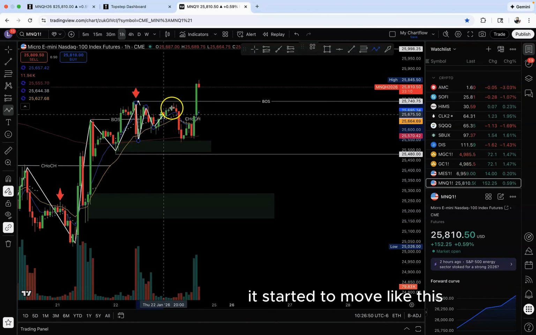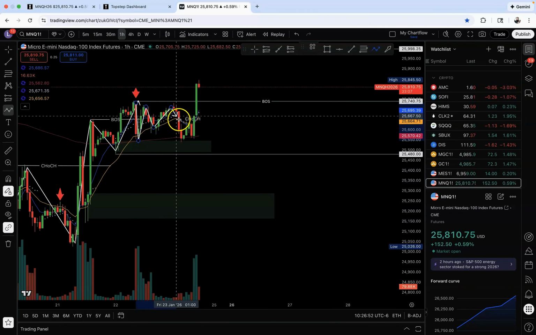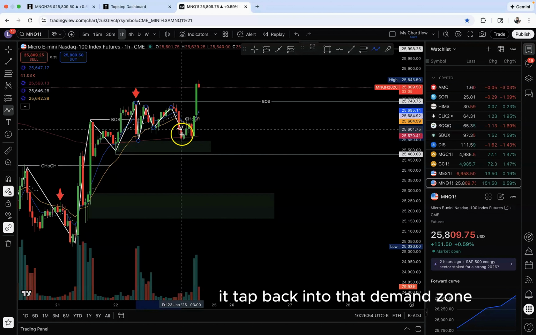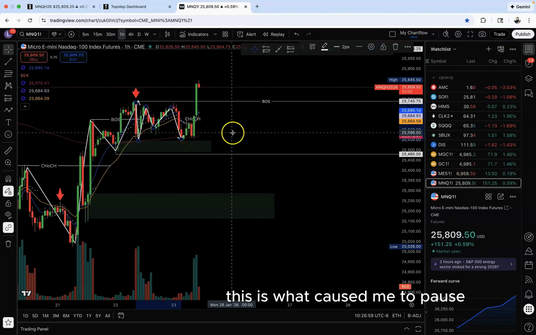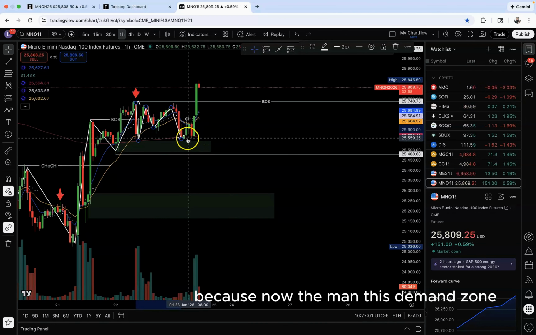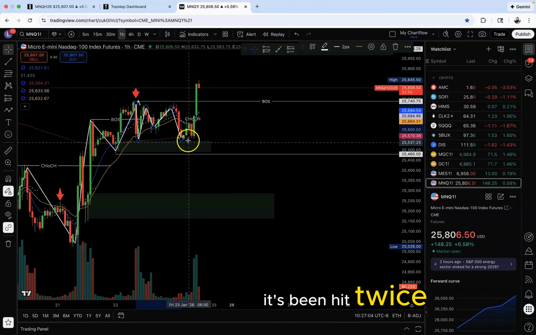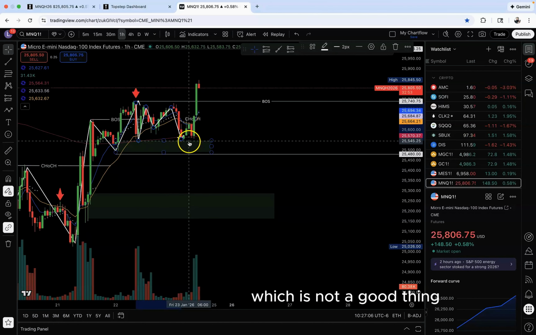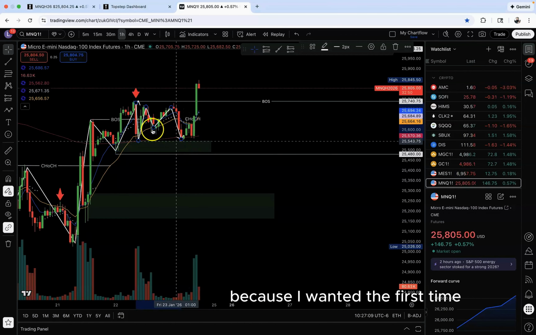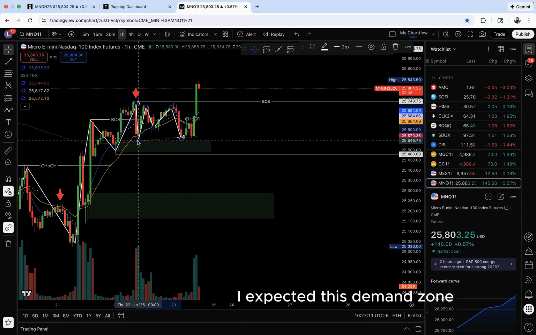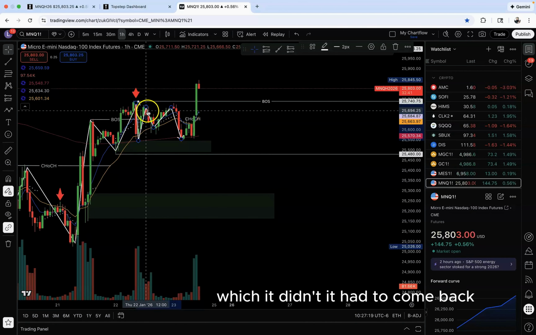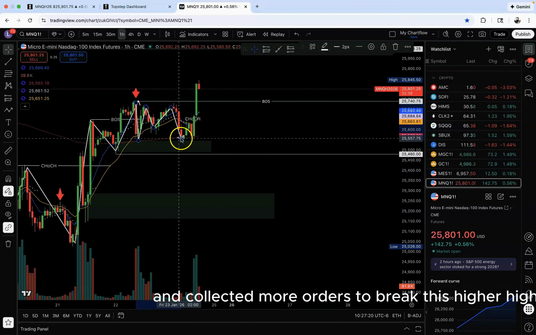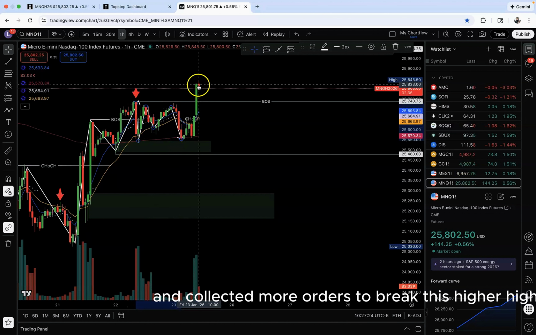Right? It started to move like this. This is called internal structure. As you can see right here, it tapped back into that demand zone. This is what caused me to pause, because now this demand zone has been hit twice, which is not a good thing. The first time, I expected this demand zone to break this structure, this weak higher high, which it didn't. It had to come back and collect more orders to break this higher high.